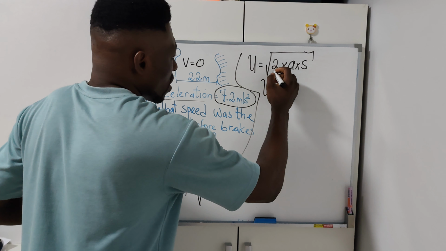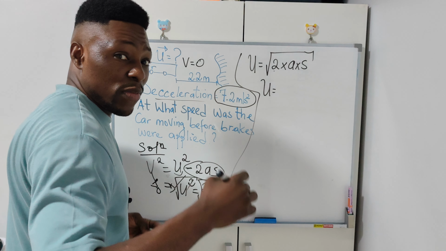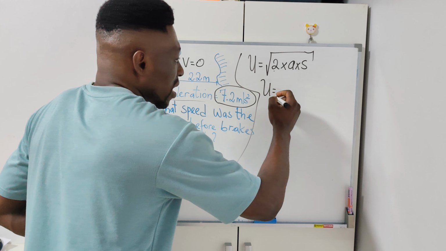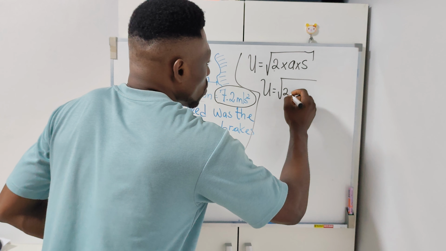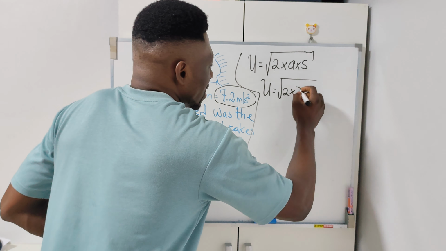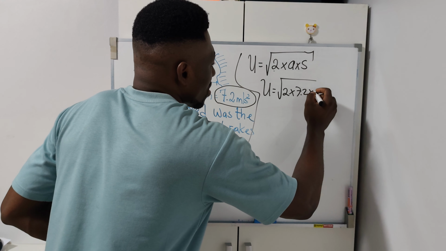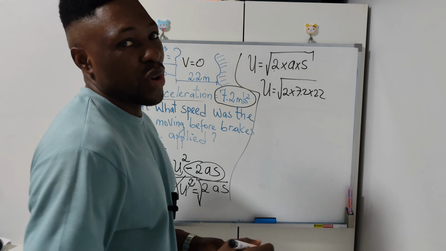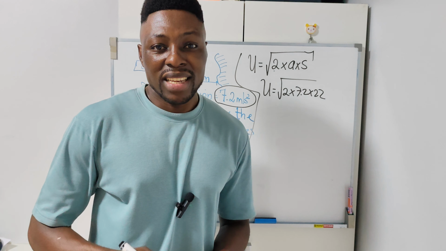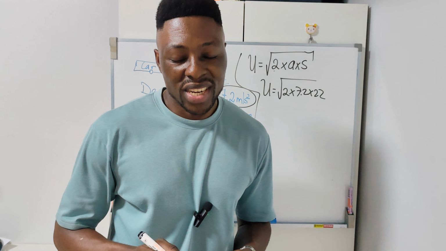Now you have all of these quantities. Leave your answer in the comment section. Let me help you with the numerical application: 2 times 7.2 and then times 22. Drop your answer in the comment section and tell us in which unit your answer should be expressed.